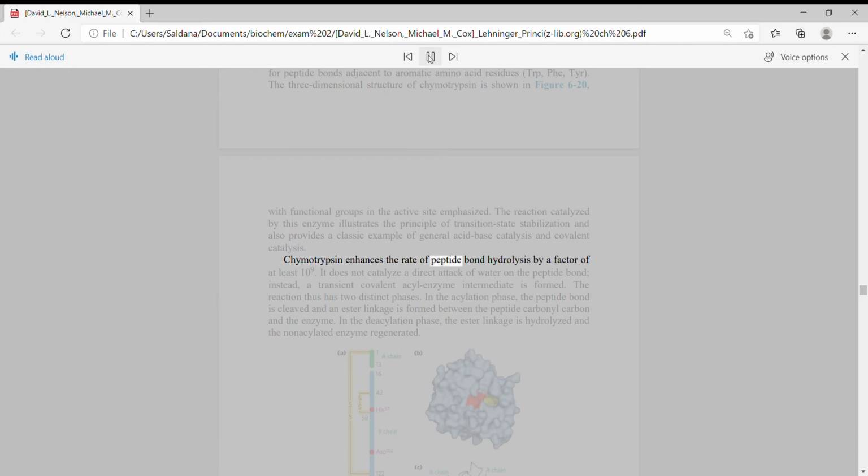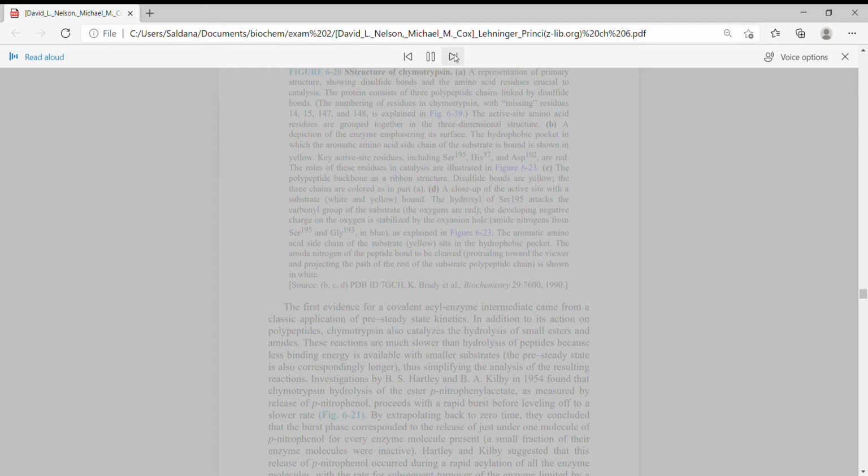Chymotrypsin enhances the rate of peptide bond hydrolysis by a factor of at least 10⁹. It does not catalyze a direct attack of water on the peptide bond. Instead, a transient covalent acyl-enzyme intermediate is formed. The reaction thus has 2 distinct phases. In the acylation phase, the peptide bond is cleaved and an ester linkage is formed between the peptide carbonyl carbon and the enzyme. In the deacylation phase, the ester linkage is hydrolyzed and the non-acylated enzyme regenerated. The first evidence for a covalent acyl-enzyme intermediate came from a classic application of pre-steady-state kinetics.